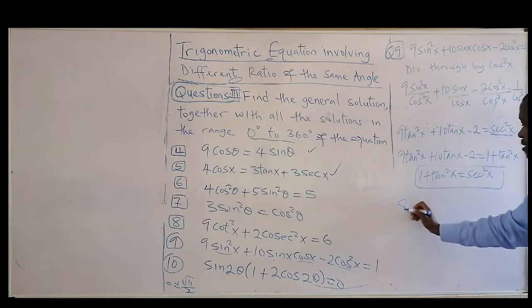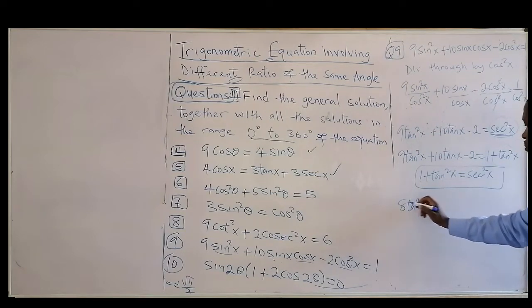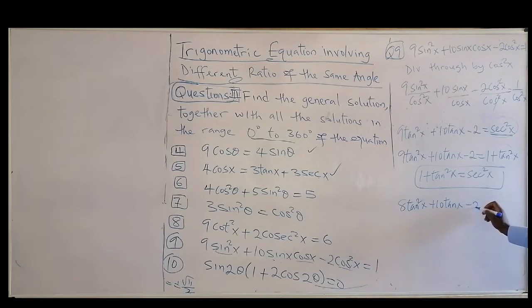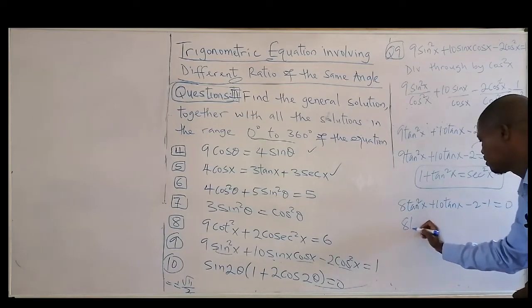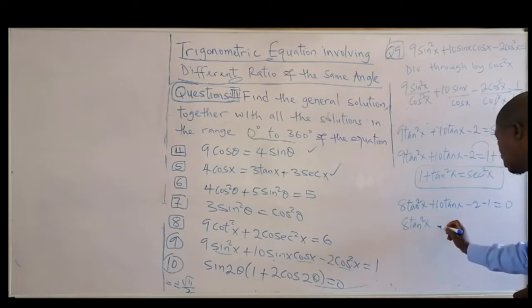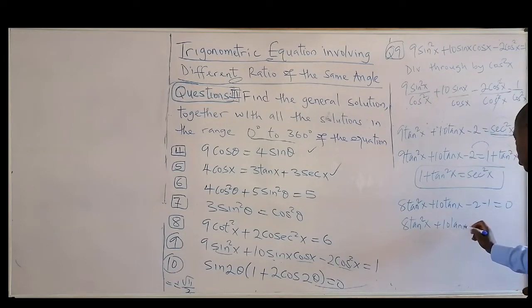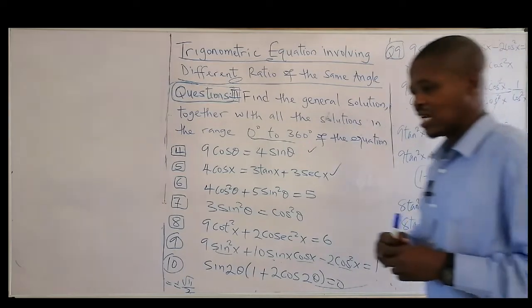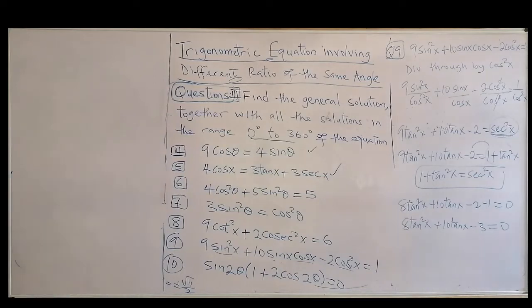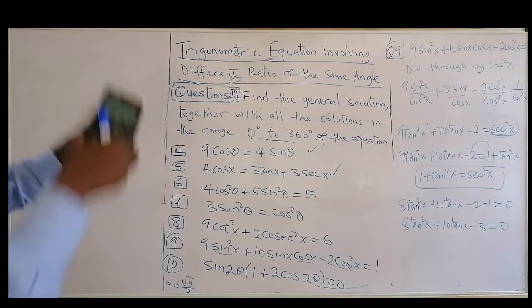If you go to the other side, we have 8 here. That's 8 tan square x plus 10 tan x. Here we have minus 2, here we have 1, let me go to the other side, minus 1 equal to 0. So we have 8 tan square x plus 10 tan x minus 3 equal to 0. So this has formed a quadratic equation, whereby it's in form of tangent.